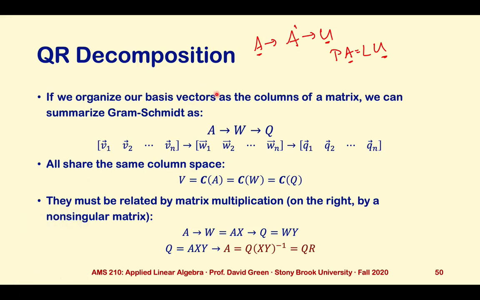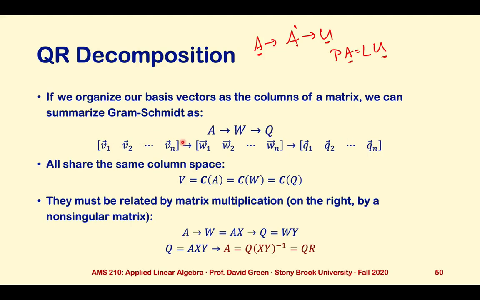So let's think about how that works. First of all, let's just imagine that we arrange our basis vectors as the columns of a matrix. So instead of a set V1, V2 to Vn, we'll call that a matrix A. Then we can think about the process of creating, first of all, an orthogonal set W, and then an orthonormal set Q, as transforming this matrix to a matrix W, and then a matrix Q, whose columns are the corresponding bases.